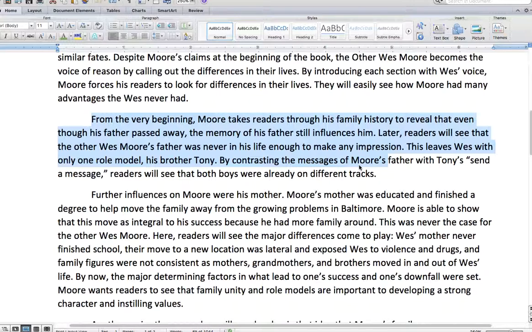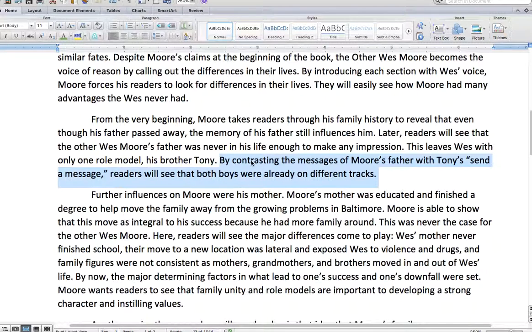This leaves Wes with only one other role model, Tony. Contrasting the message of Moore's father with Tony's message, readers will see both boys were already on different tracks. I would expand this in my next draft to show the overall effect that readers would get. Readers would see that Moore has many more advantages throughout these various incidents of their troubled youth.